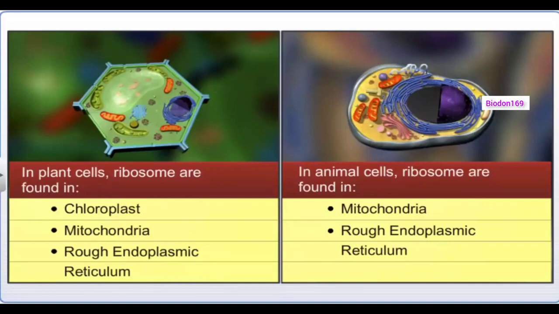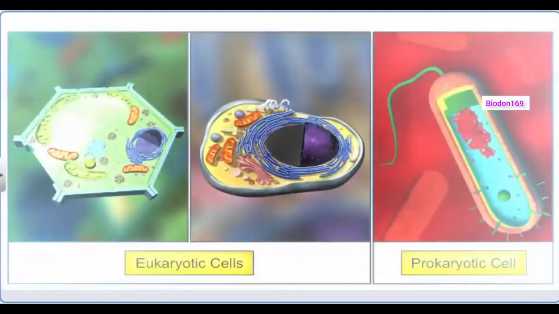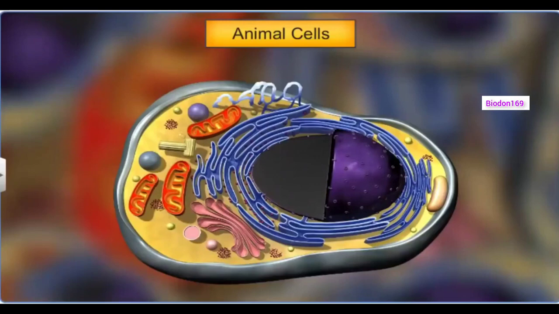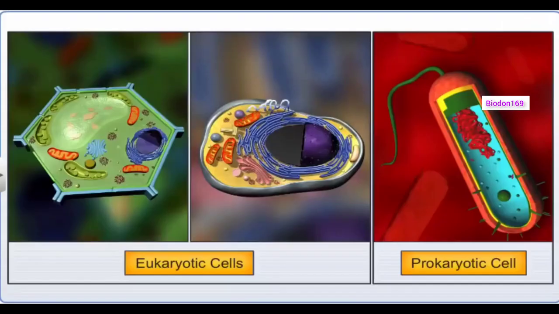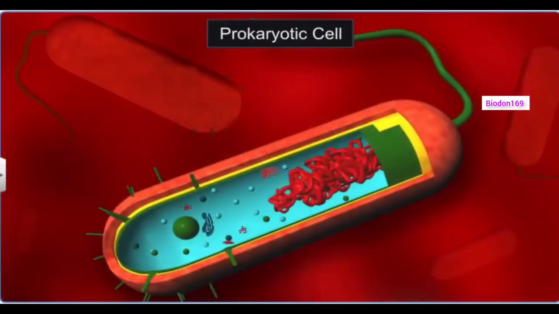Moreover, animal cells possess another non-membrane-bound organelle called the centriole, which aids in cell division. The cytoplasm of prokaryotic cells, on the other hand, lacks membrane-bound organelles but contains ribosomes and fragments of extrachromosomal DNA called plasmids.